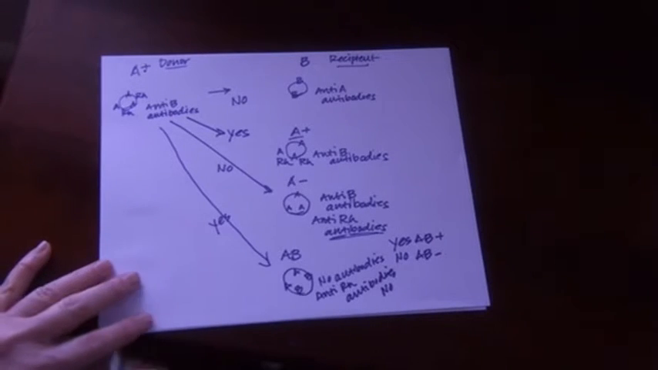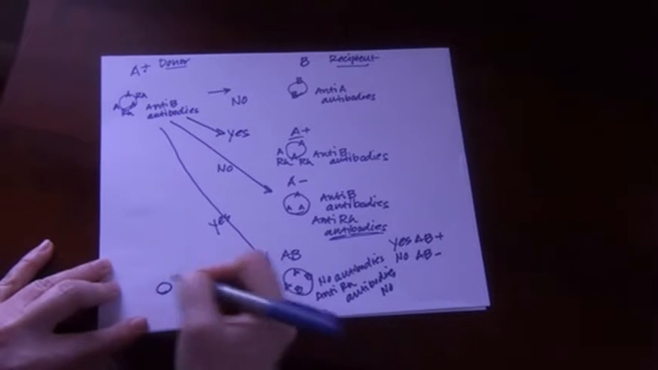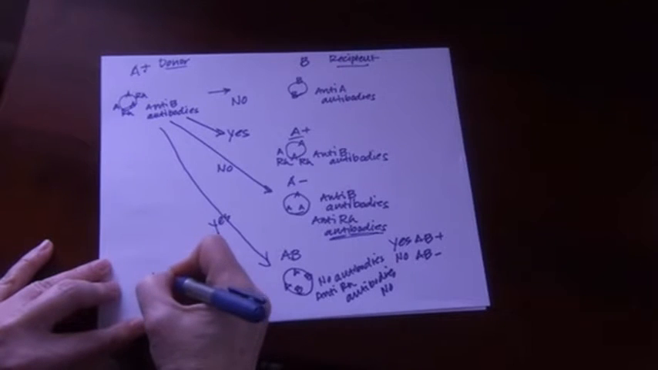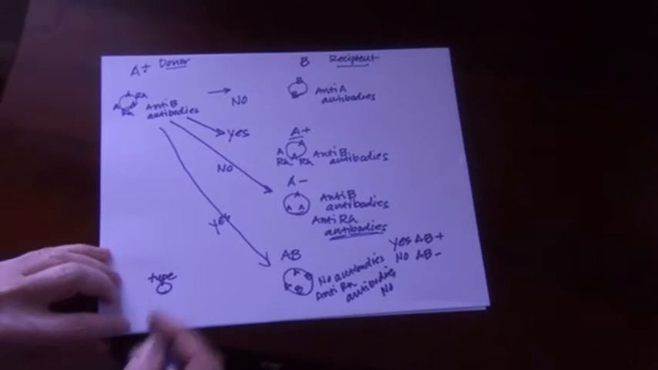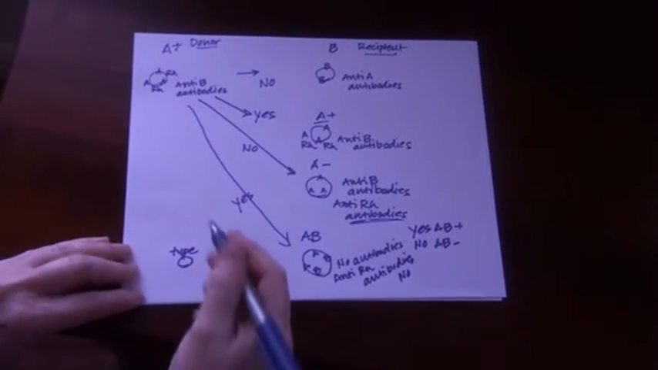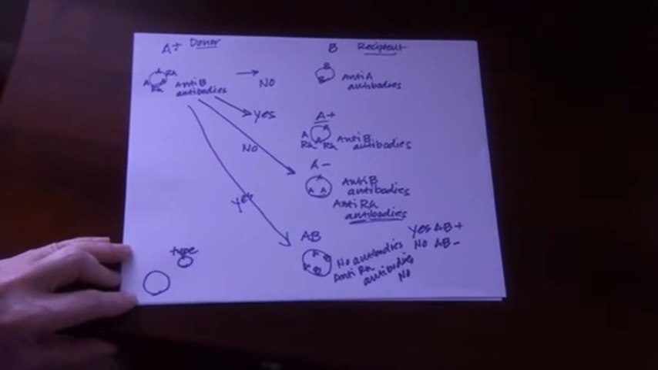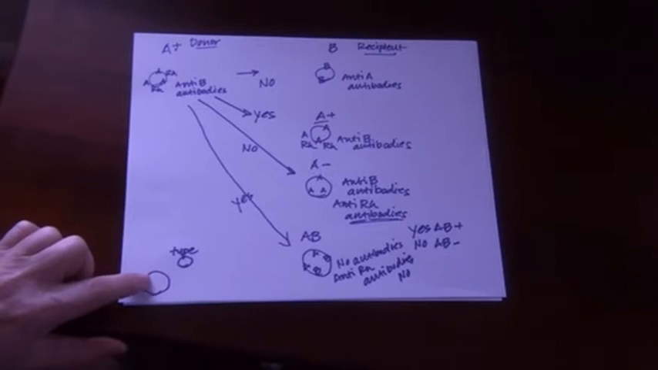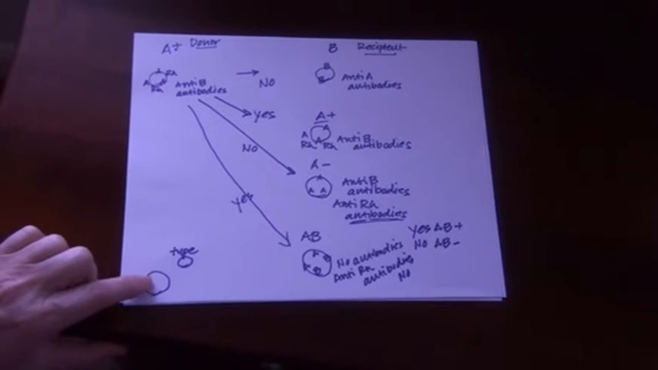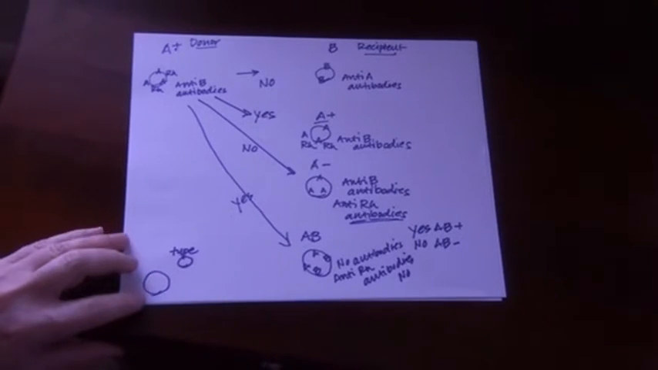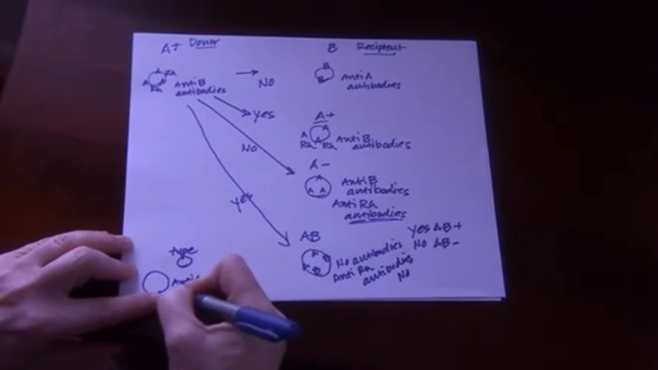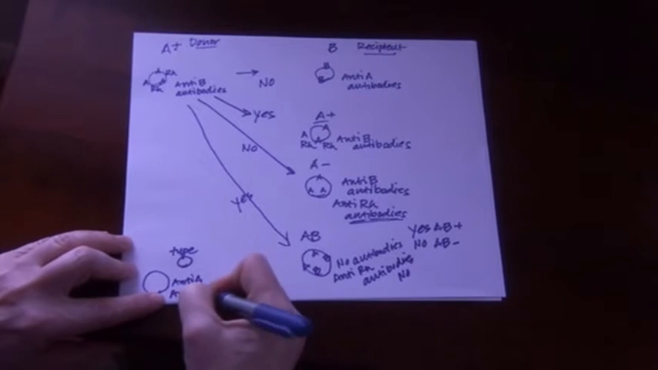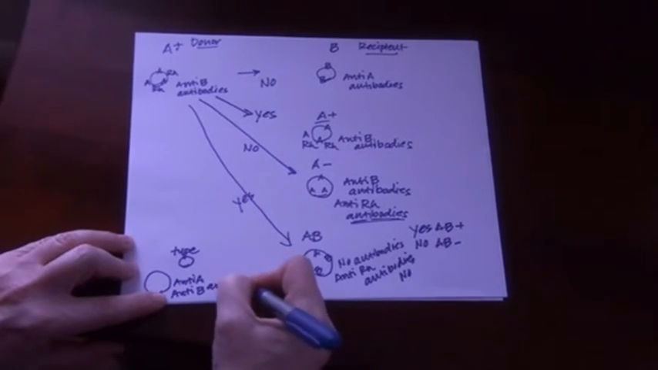We can also look at type O blood, okay? So can type A blood donate to type O blood? So what does O blood look like? It's a big fat O, right? It has no antigens present, no A and B antigens present. And for that reason, it has both anti-A and anti-B antibodies.